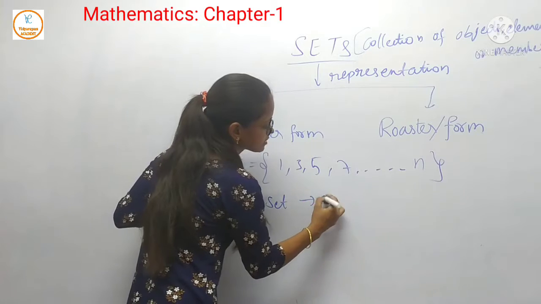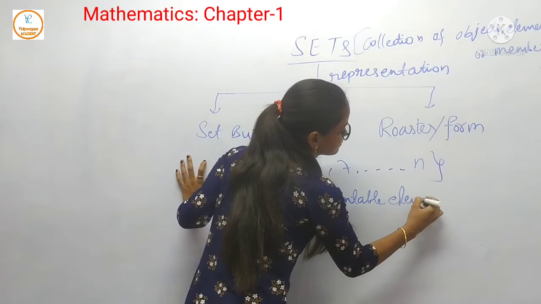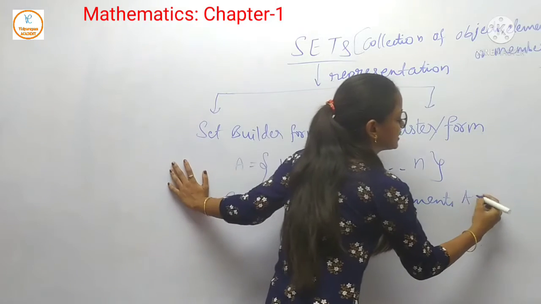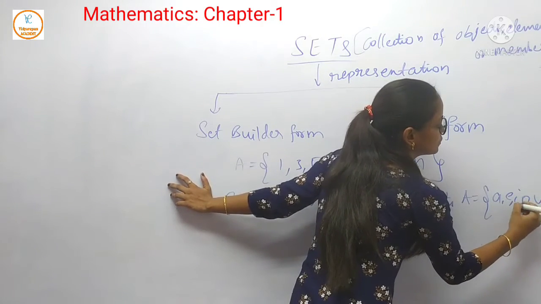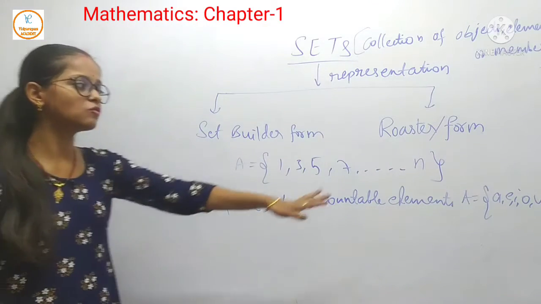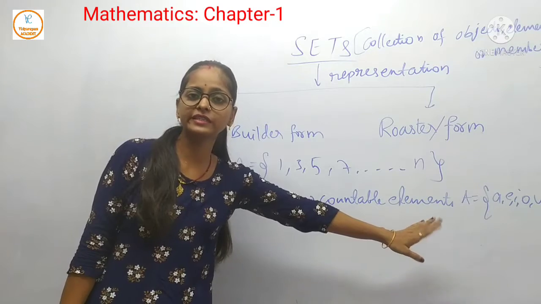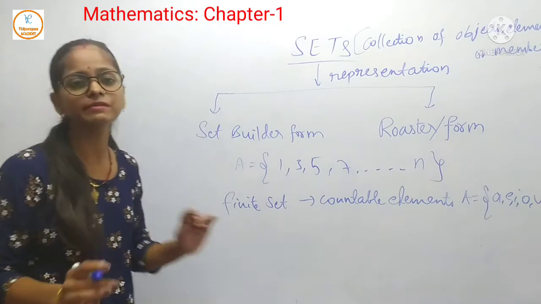So a finite set has countable elements. For example, initially I wrote the example A, E, I, O, U. This is an example of a finite set because only 5 elements are there. A, E, I, O, U. No more elements you can write there. So that is nothing but a finite set.